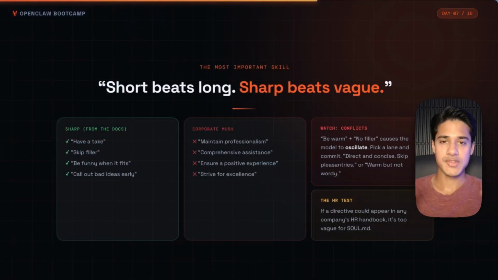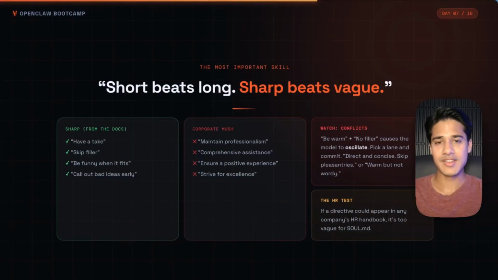This is the most important slide today because the difference between a soul that actually works and one that just takes up space comes down to just one thing. And as the docs say perfectly, short beats long, sharp beats vague. Have a take, skip filler, be funny when it fits, call out bad ideas early. These are specific, they produce measurably different output, and you'd notice them immediately if you took them away.